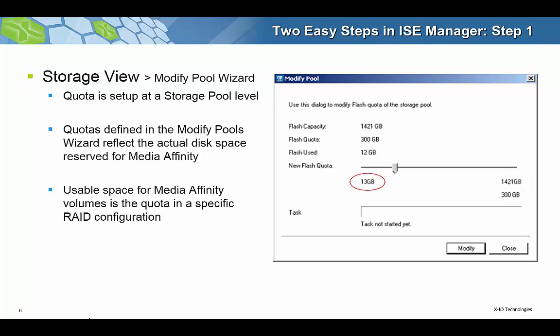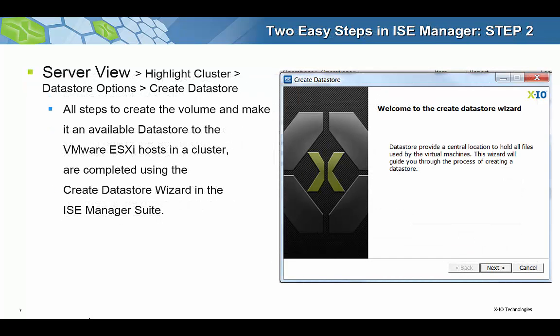The first step is to reserve space on flash for Media Affinity. This is done in the Modify Pool wizard in Storage View. A quota is defined in this wizard that is the actual disk space reserved for flash volumes. The usable space is the quota in either a RAID 1 or RAID 5 configuration. The second step is in Server View, and you'll see how tightly integrated it is with the VMware ecosystem. And now I'm going to go forward with the demo.